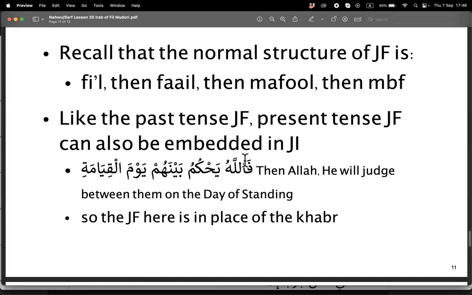So is this jumlah fi'liyah or jumlah ismiyah? Fallahu. Is the word Allah ism or fi'il? Ism. So this is a jumlah ismiyah. What will be the first label in jumlah ismiyah? Mubtada. Yes. So this is mubtada, and then we need to find our khabar. But we have yahkumu.